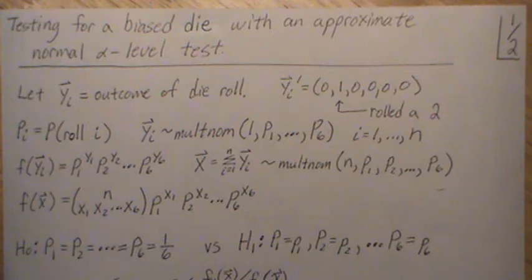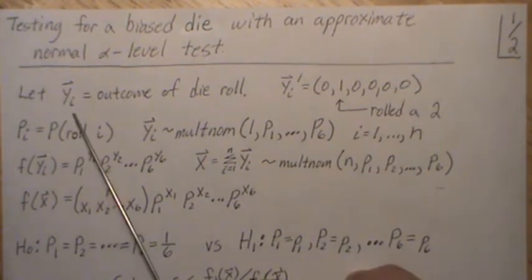Hello, this is the next video in a playlist that I'm calling Hypothesis Test. And we are going to develop a simple versus simple test to test whether a die is biased or not. Is it rolling all the numbers with equal probability, or is it rolling a few of the numbers with higher probability? We're going to develop an approximate alpha level test using asymptotic theory.